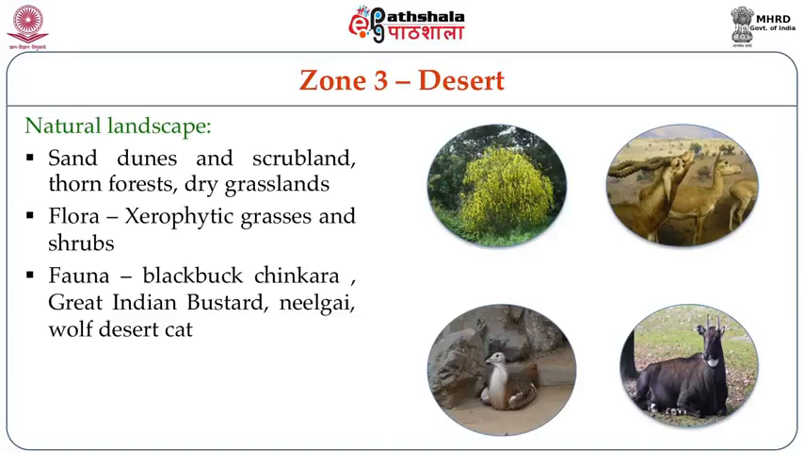And the fauna consists of black buck, chinkara. These are the two antelope-like species in our country. And a very, very endangered bird, the great Indian bustard. But we also have very common species like the nilgai. The rare species are the wolf and the desert cat. And very unfortunately, one of the only mammal species we have lost in this country comes from this region, which is India's cheetah. And the cheetah has not been seen now for nearly 100 years.